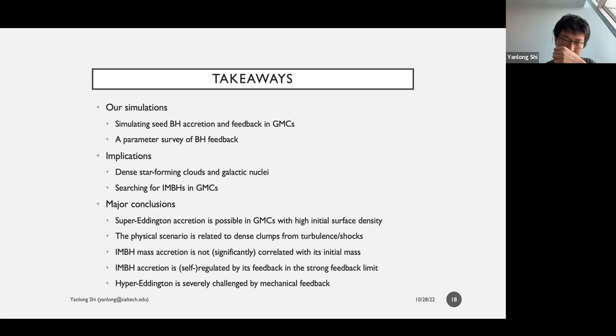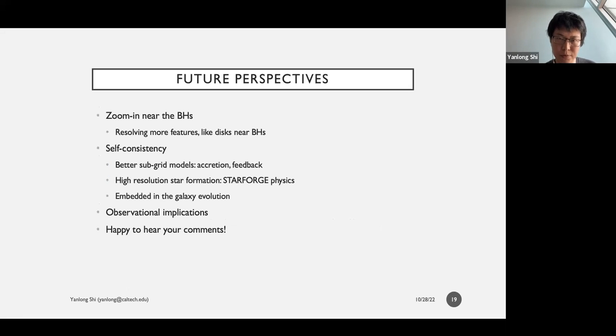So these are some results, and in the future we also want to do this project in more detail, like we can do zoom-in simulations to increase the self-consistency. And we are also happy to explore some kind of observational implications. So thank you so much.